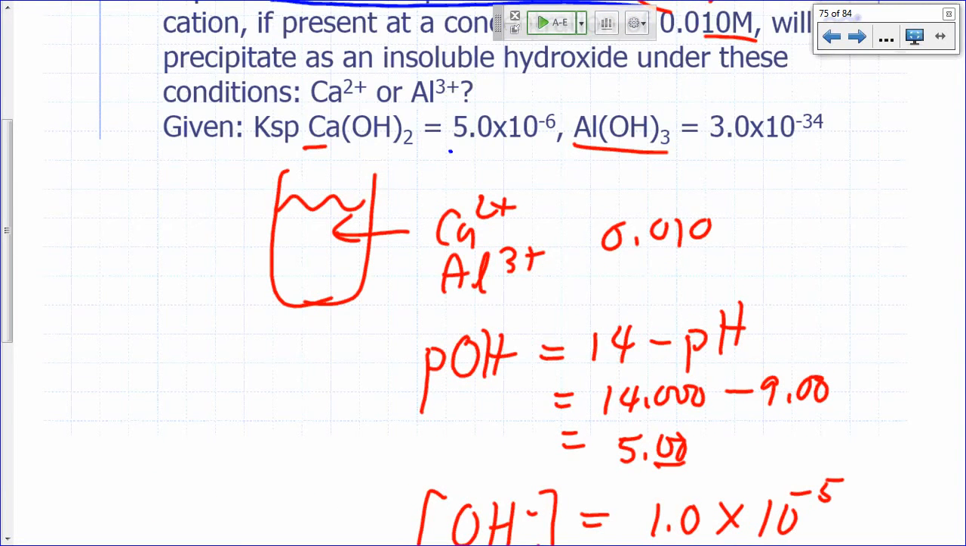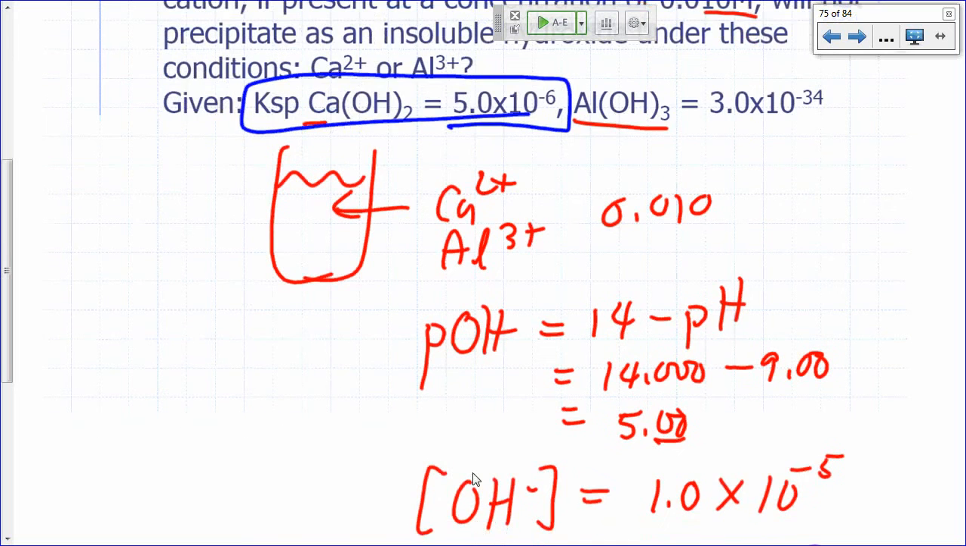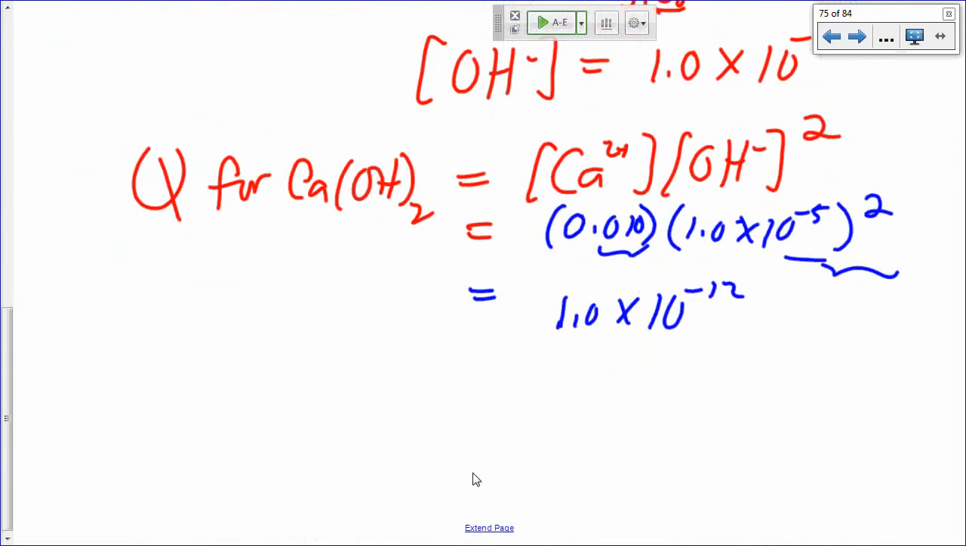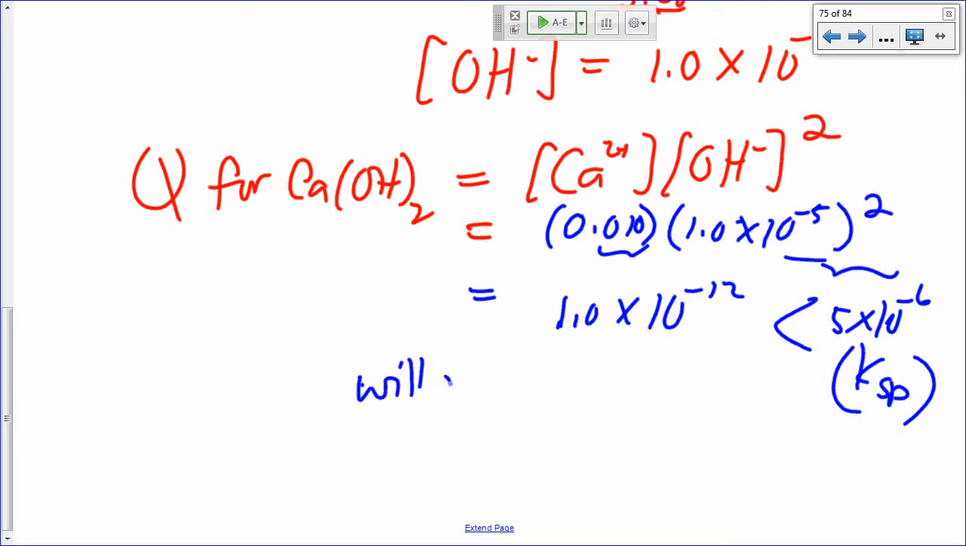How does that compare to Ksp? What's the Ksp of calcium hydroxide? 5 times 10 to the negative 6. Okay, so that's less than 5 times 10 to the negative 6. It's less than the Ksp. So calcium hydroxide will not precipitate.